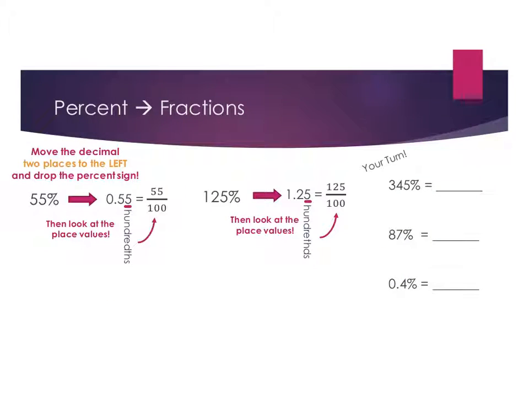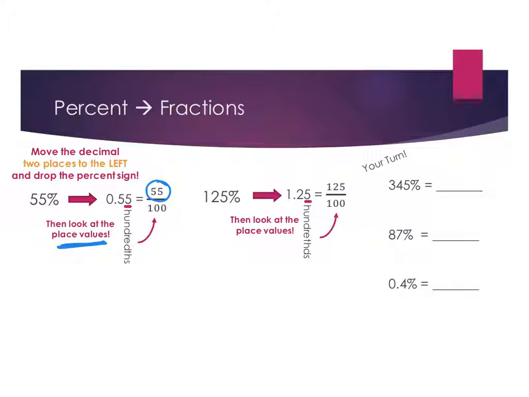Okay, and last but not least, let's talk about how to change a percent into a fraction. So what we're gonna do is we first have to change that percent into a decimal. And we just learned in the last slide that all you do is move the decimal over 2 places to the left. So 55% would turn into 0.55. Then we're gonna look at the place values. Remember this? Okay, so let's see what place value the last number is. That 5 is in the hundredths place, so 100 goes on the bottom, and 55 goes on top. So 55% as a fraction would be 55 over 100.